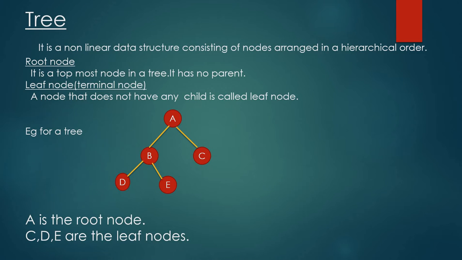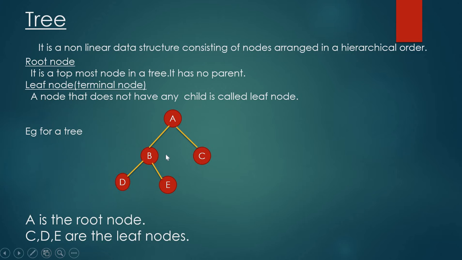Then tree. A tree is a nonlinear data structure consisting of nodes arranged in a hierarchical order. That is, a tree is a collection of nodes, and the arrangement of those nodes will be in a hierarchical order. Then the root node. In a tree, the root node is the topmost node.